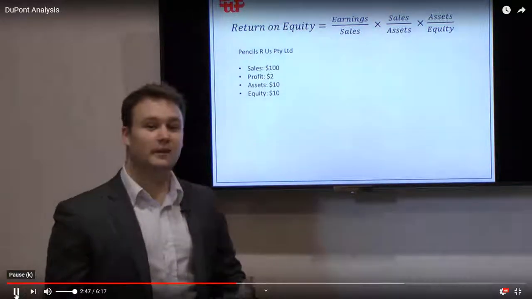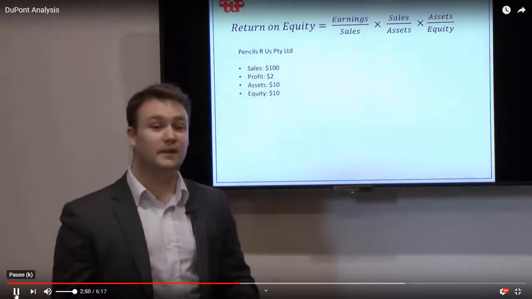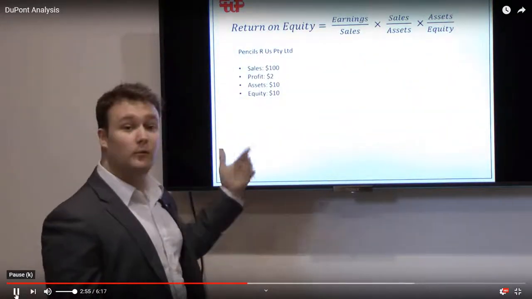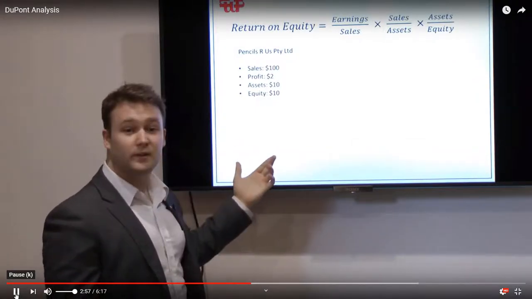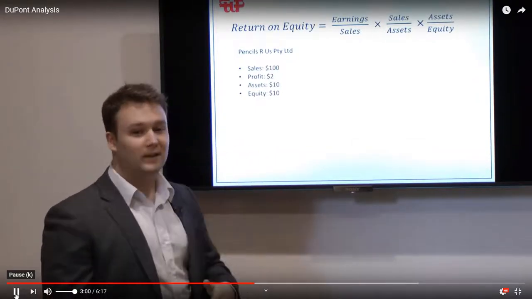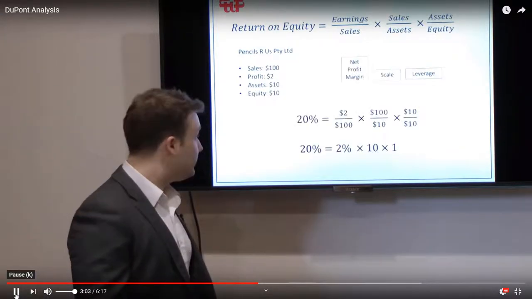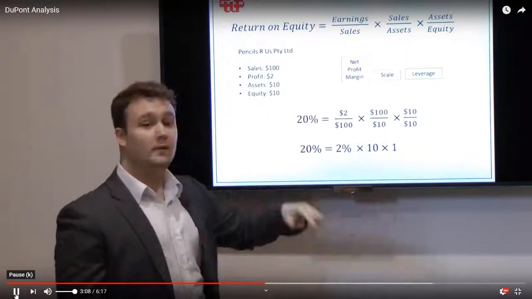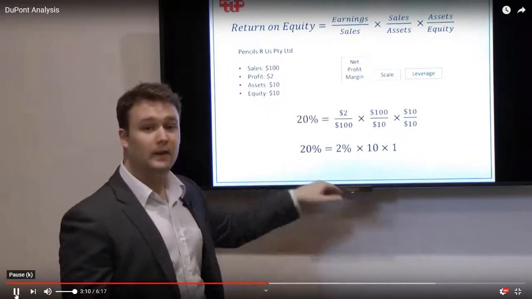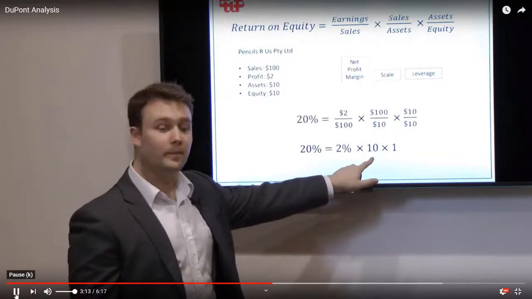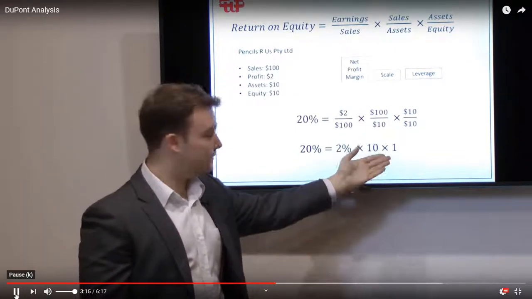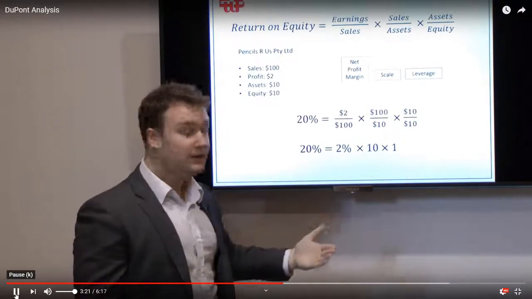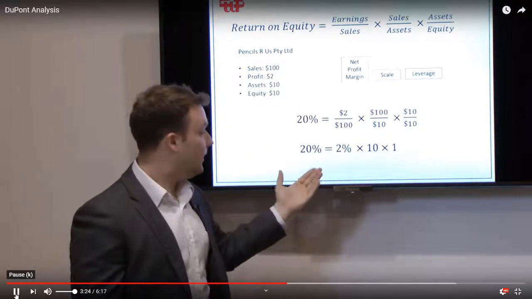Another company that we have here is under the inspired name of Pencils R Us Pty Ltd. Pencils R Us has sales of $100, profit of $2, assets of $10, and again equity of $10. Let's use the DuPont framework. We can see that the net profit margin is very low at 2%. But what drives the earnings for this firm is the scale factor at 10. The leverage factor again doesn't contribute that much. So for this firm, the return on equity is driven by scale.